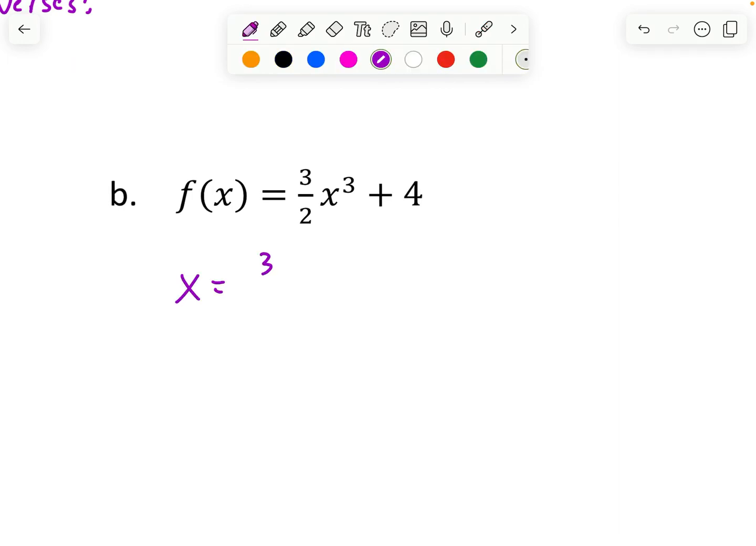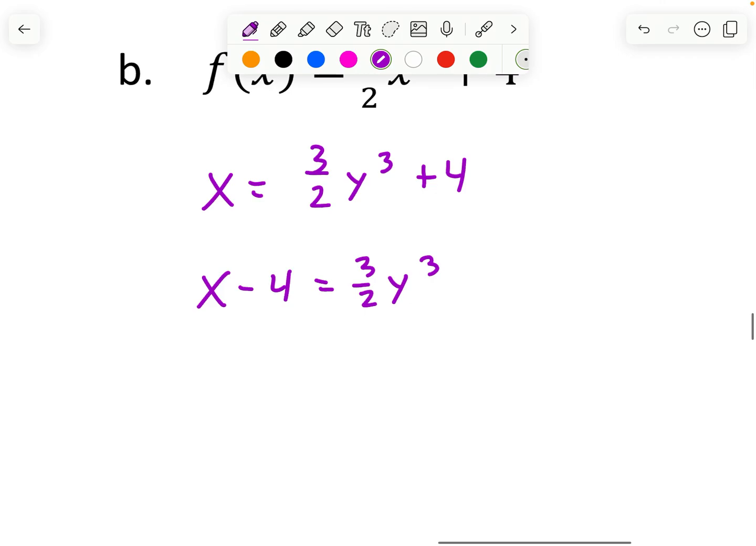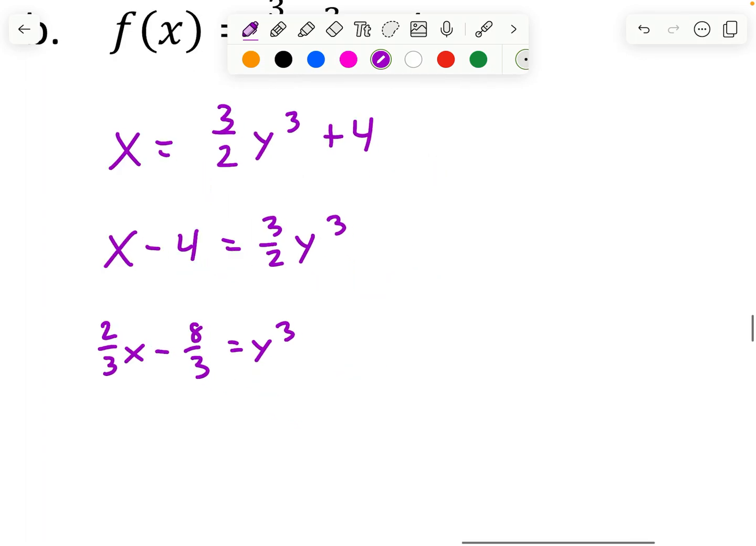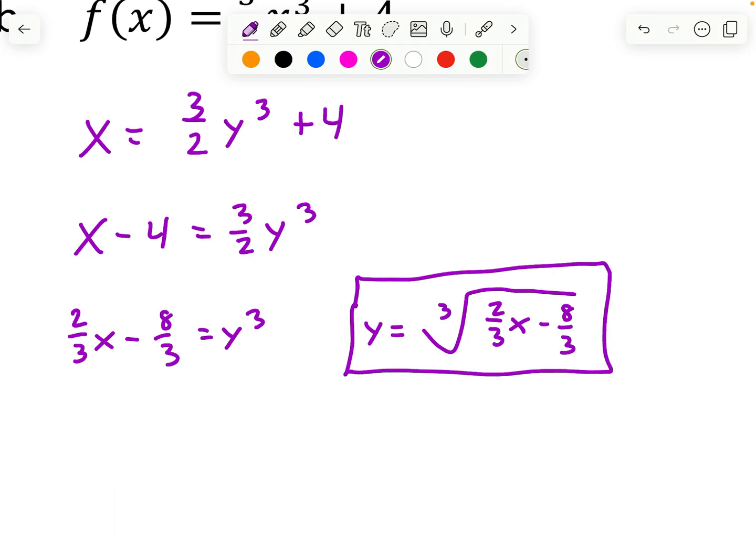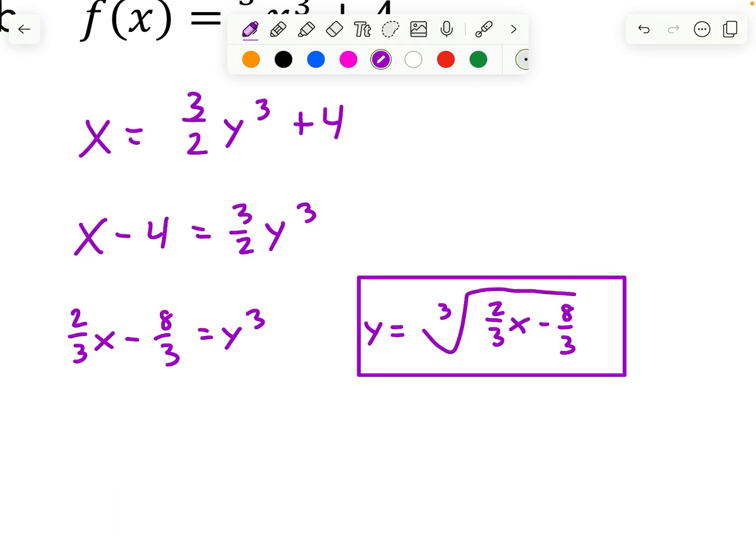So x equals 3 halves y cubed plus 4. Subtract 4, giving us this. You can multiply both sides by 2/3. So it's 2/3 x minus 8/3 is equal to y cubed. And now you can cube root both sides. So y equals the cube root of 2/3 x minus 8/3. No plus or minus on this one, because when you take odd roots, you don't get a plus or minus.